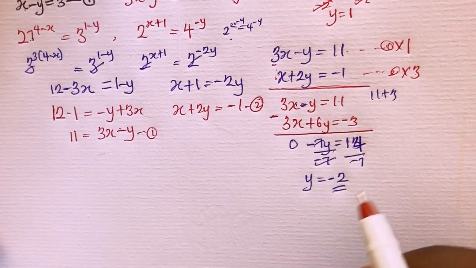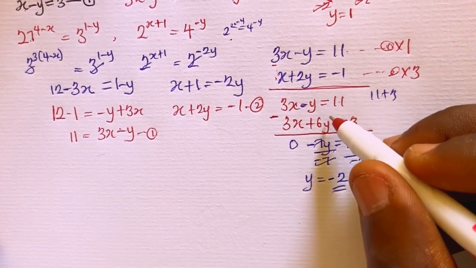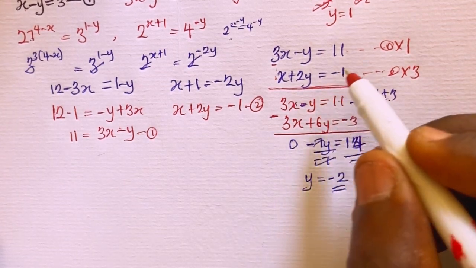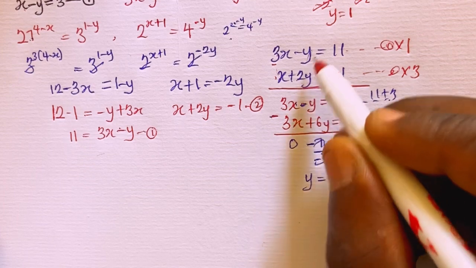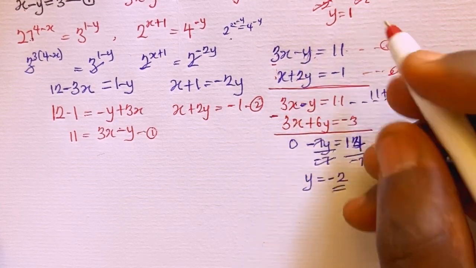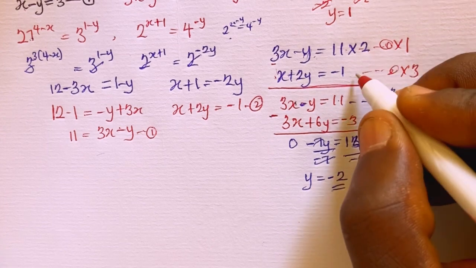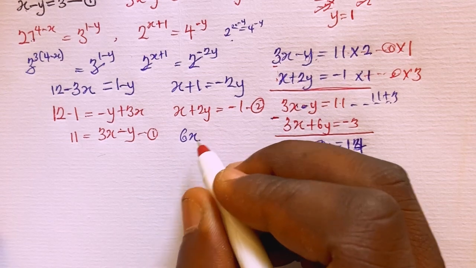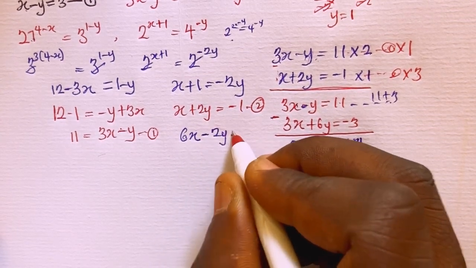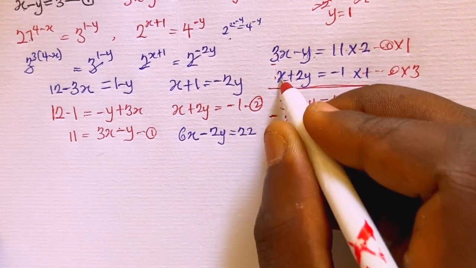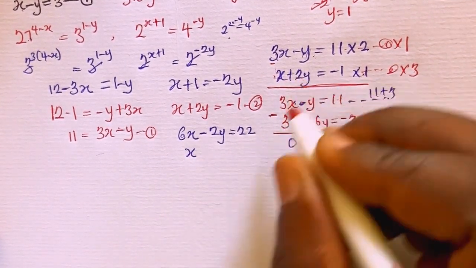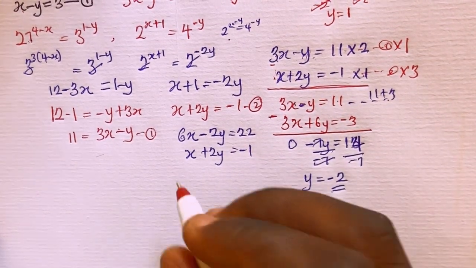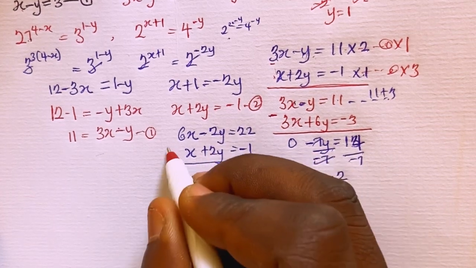Now to get the value of x, I'll come back to this first equation. The coefficient of y here is 2, and this one is 1. I can multiply this one by 2, and multiply this one by 1. So 2 multiplied by this is 6x, then minus 2y equals 22. Then 1 multiplied by x is x, 1 multiplied by 2y is plus 2y, and 1 multiplied by minus 1 is minus 1. Since this is minus 2y plus 2y, I'm going to add.